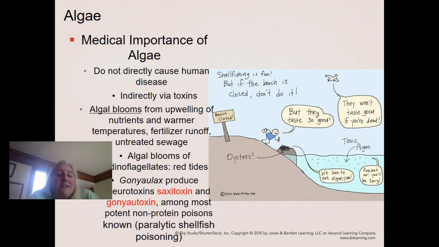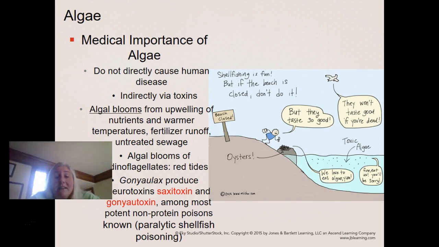Algae themselves don't cause a lot of problems. They are used actually in foods that we eat. Think of seaweed. People wrap rice with seaweed. Most of the raw fish that people eat, sushi, is wrapped in seaweed.